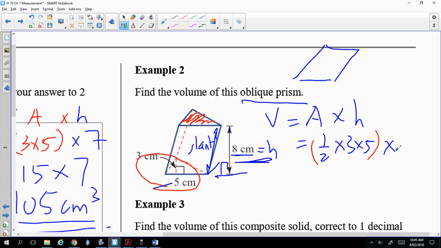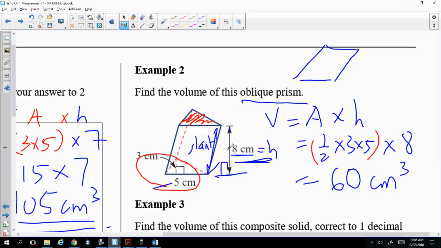Yep. So what you do is, you use your calculator. So you can halve the 8 first, which is 4. 4 times 5 is 20. 20 times 3 is 60. So it will be 60 cubic centimeters. Alright, so this formula works for an oblique prism. Just remember to use the perpendicular height.